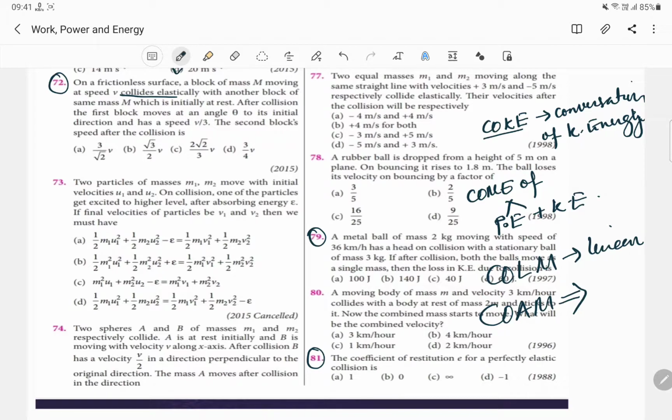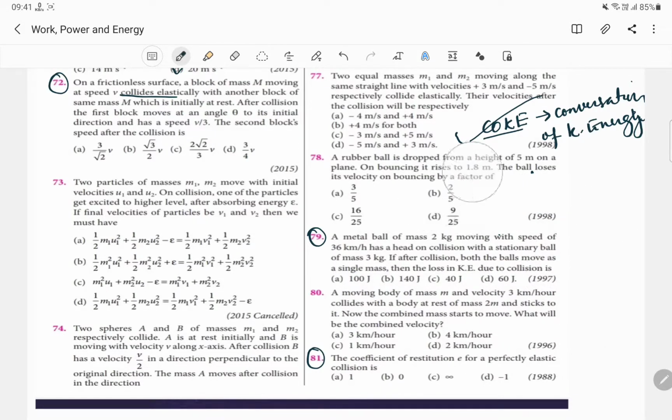So far in this collision topic, we will be discussing conservation of kinetic energy and conservation of mechanical energy, along with conservation of linear momentum, and conservation of angular momentum will be discussed in your rotatory chapter. And from the first statement, it is very clear that there will be conservation of kinetic energy. That means kinetic energy before collision must be equal to kinetic energy after collision.